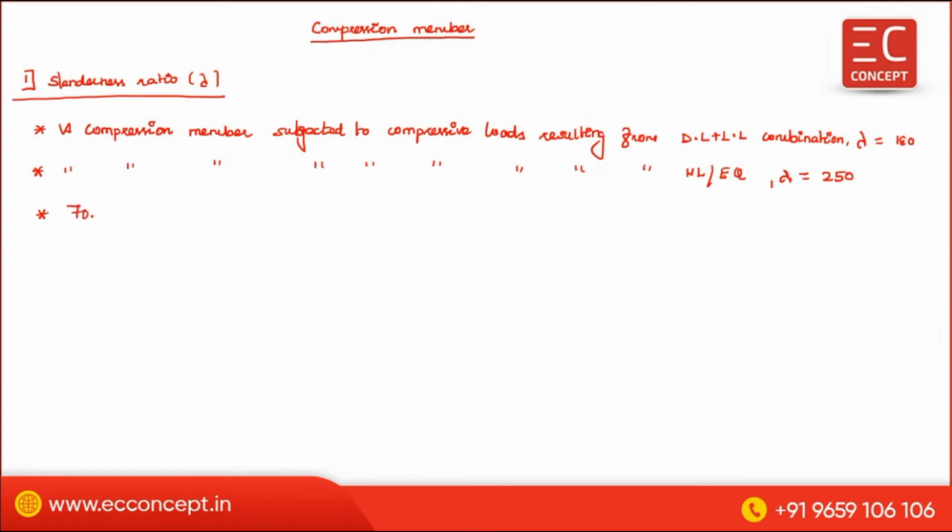Next one, for compression flange of beam, lambda is equal to 300. Next one is for lacing member. For lacing member, 145. This is an important examination question. Okay, this is all about slenderness ratio.